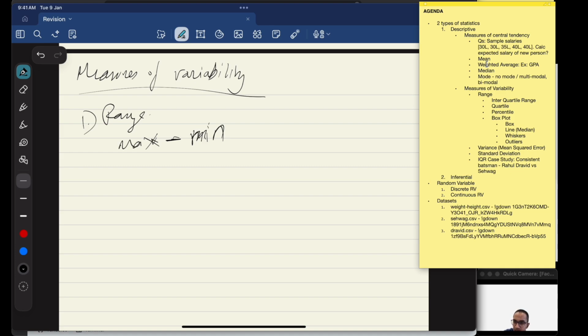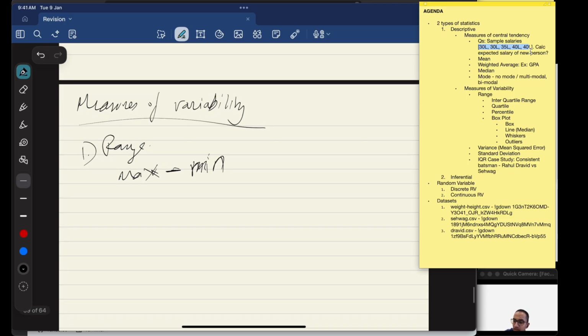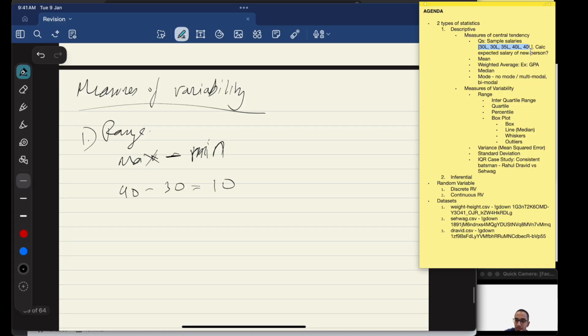So if we take the above data set here, 30, 30, 40, 35, 40. Here max minus min is 40 minus 30, that is 10. So range is 10. So the spread of the data points is around 10 from the center. In this case, it's not situated to any particular thing. It could be any central tendency in general.